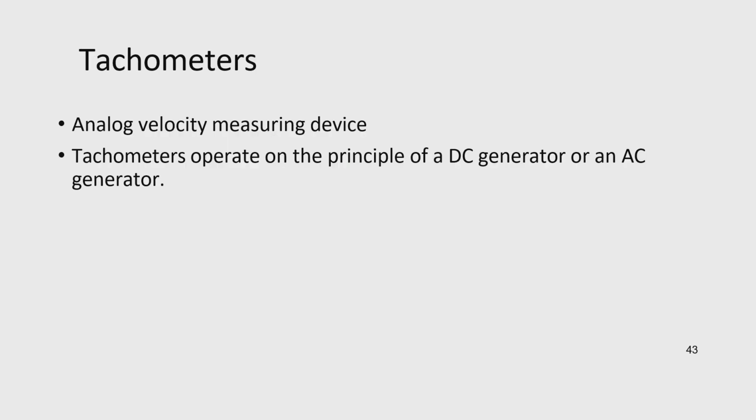And tachometers are the devices for velocity measurement. Basically, you can say a tachometer is a type of DC generator or AC generator. So the generated voltage will be proportional to the RPM of the machine. By that we can know the RPM, so we can measure the RPM.